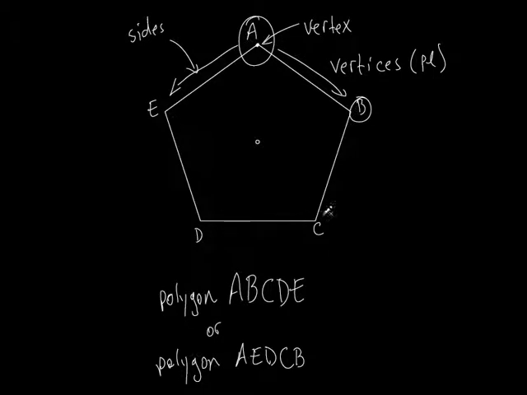And I could start at C. I could have started at D, could have started at E. Does that make sense? All right. But I can't skip across one. I've got to go in order, either one way or the other way. And that's how we name polygons.